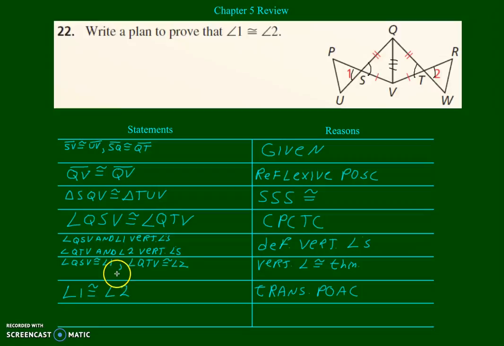If you want to follow that through again, you can rewind this video. It's angle 1 to QSV, QSV to QTV, QTV to angle 2. Therefore, angle 1 to angle 2. A little bit more complicated proof, but a good exercise. So after you've gone through this, I would suggest try to do it yourself again. And now on to problem 23.